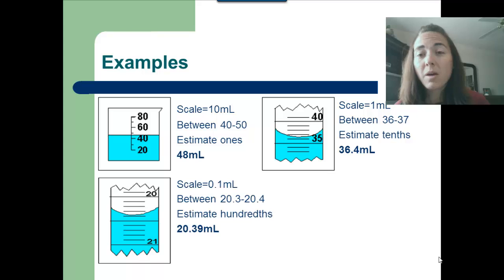Last one, top right. This graduated cylinder has a different scale. It's in 1 milliliter increments. So I know for sure that this blue liquid, when I read the bottom of the meniscus, is between 36 and 37 milliliters. So I'm going to write down the 36 milliliters for certain, and then I guessed the tenths place. So I recorded 36.4. Alright, so I hope that that helps you. I hope that when we go into lab you'll be able to look at all of your equipment and figure out the best types of numbers to write down, and you'll know how many to write down.